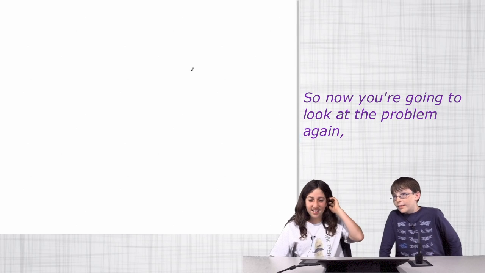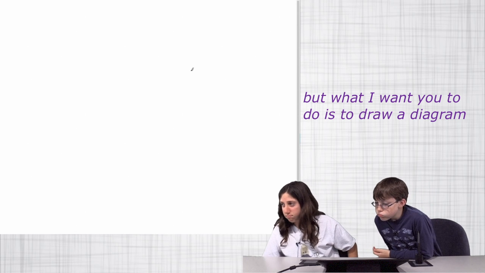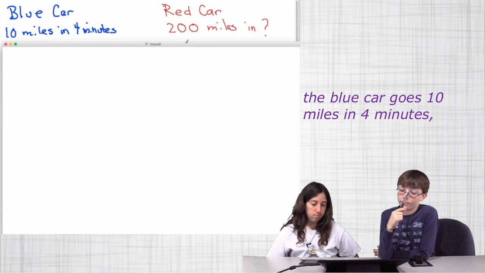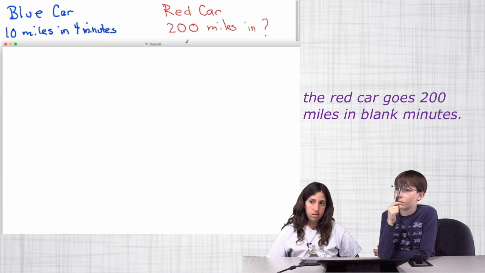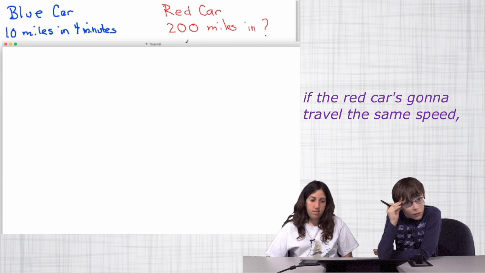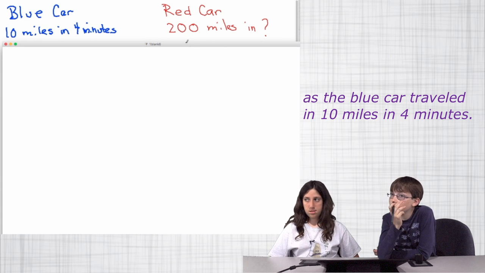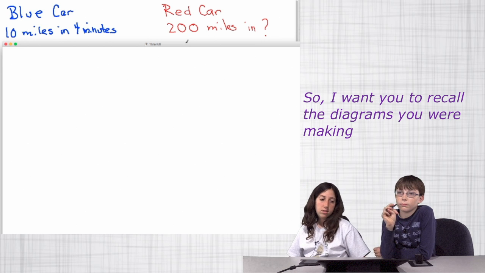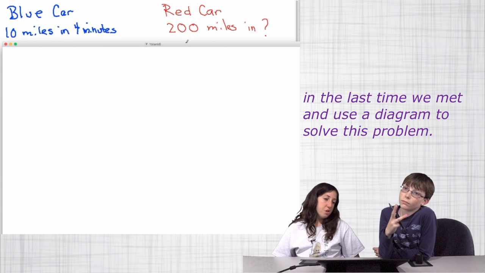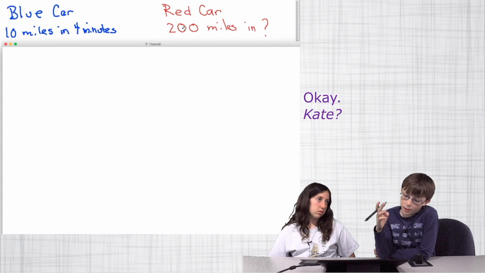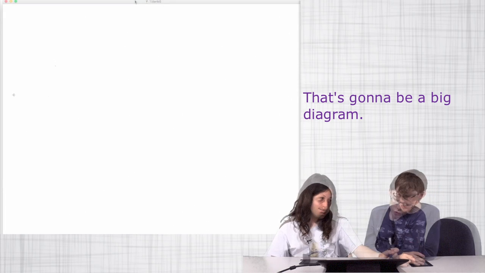So now you're going to look at the problem again, but what I want you to do is to draw a diagram to solve the problem. So the problem statement again is the blue car goes 10 miles in 4 minutes, the red car goes 200 miles in blank minutes, if the red car is going to travel at the same speed as the blue car traveled 10 miles in 4 minutes. So I want you to recall the diagrams you were making the last time we met and use a diagram to solve this problem. Okay? That's going to be a big diagram.